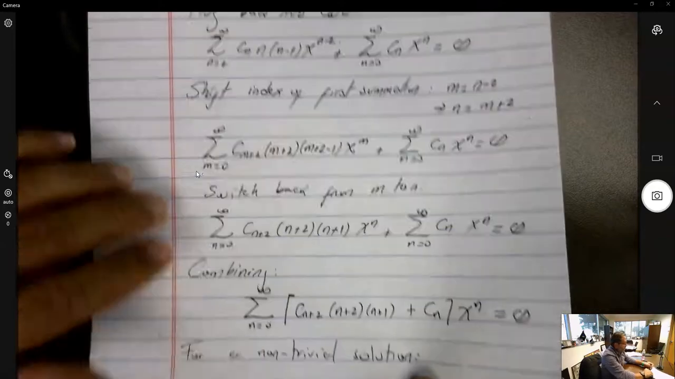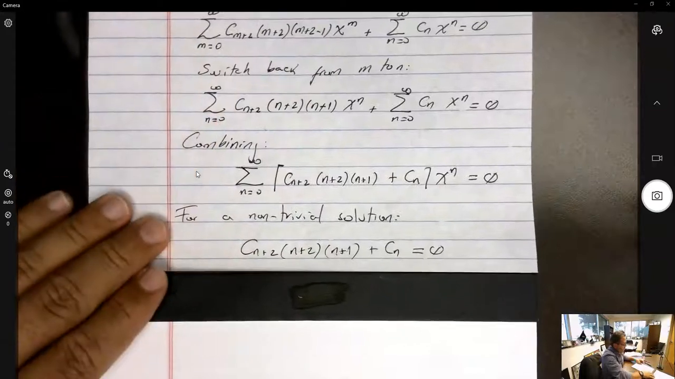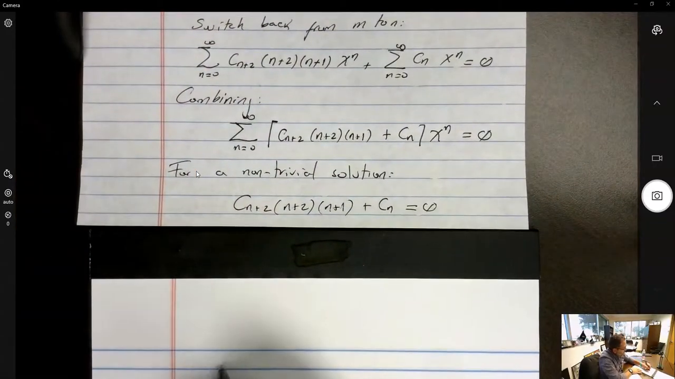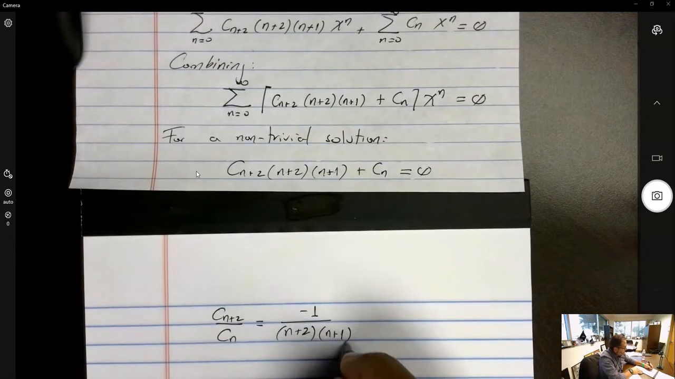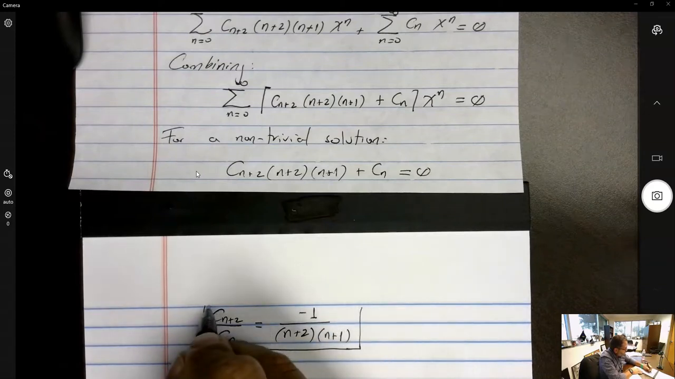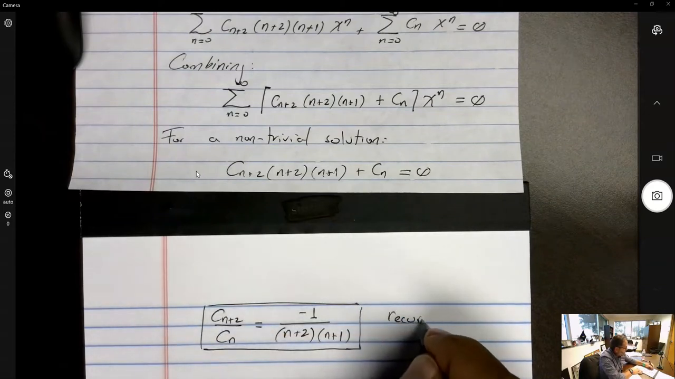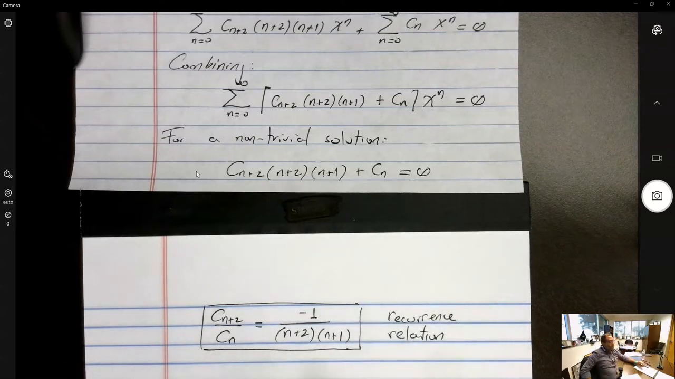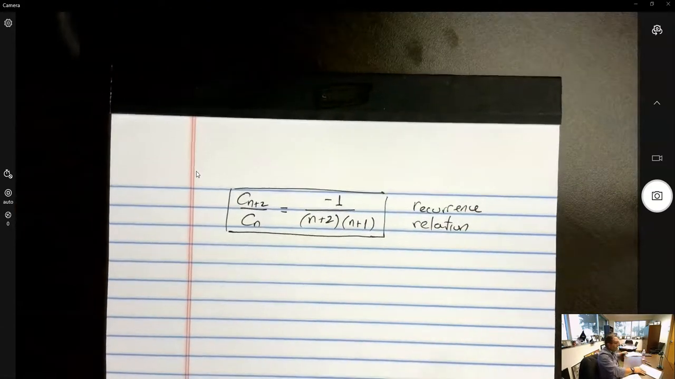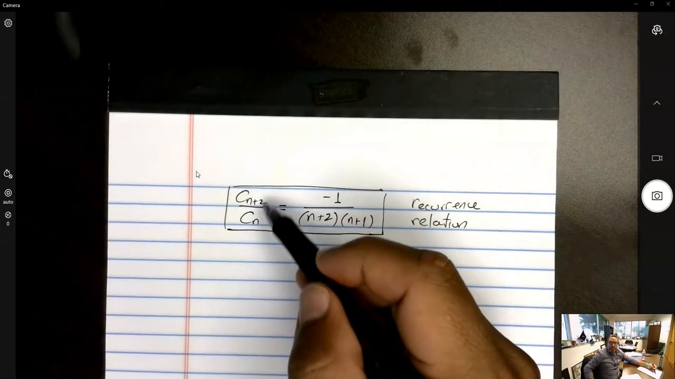And if this is the case, then I can write these as Cn plus 2 divided by Cn is equal to minus 1 over (n plus 2)(n plus 1). So what I have now is a so-called recurrence relation, an equation that associates two coefficients every two positions.